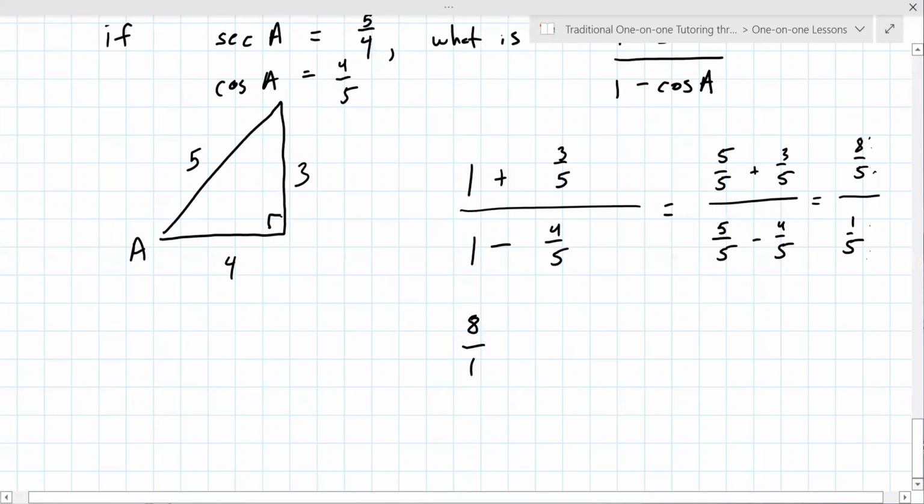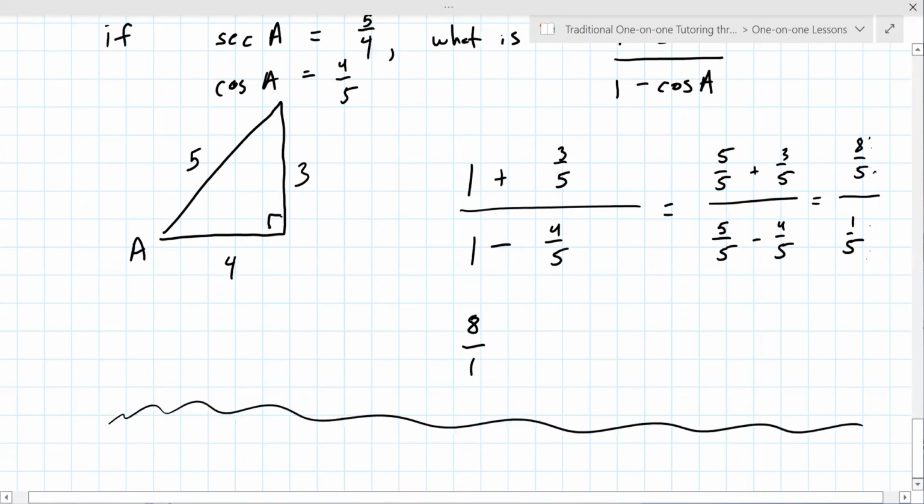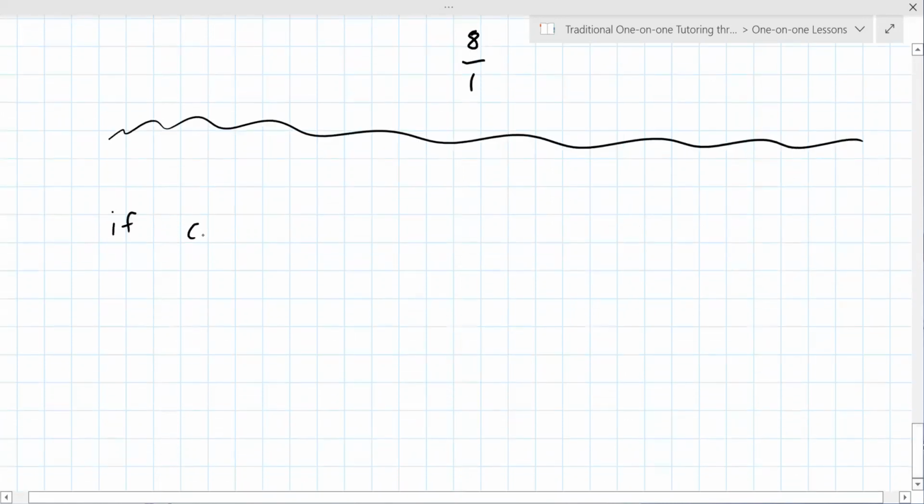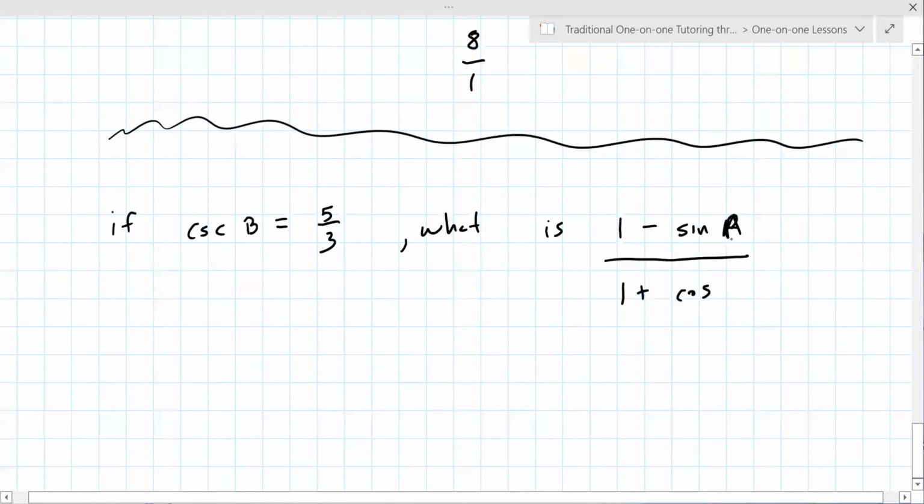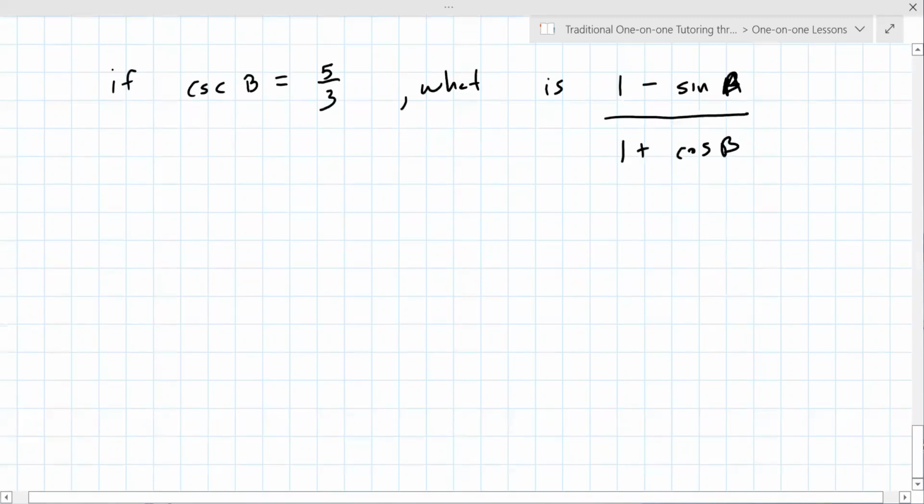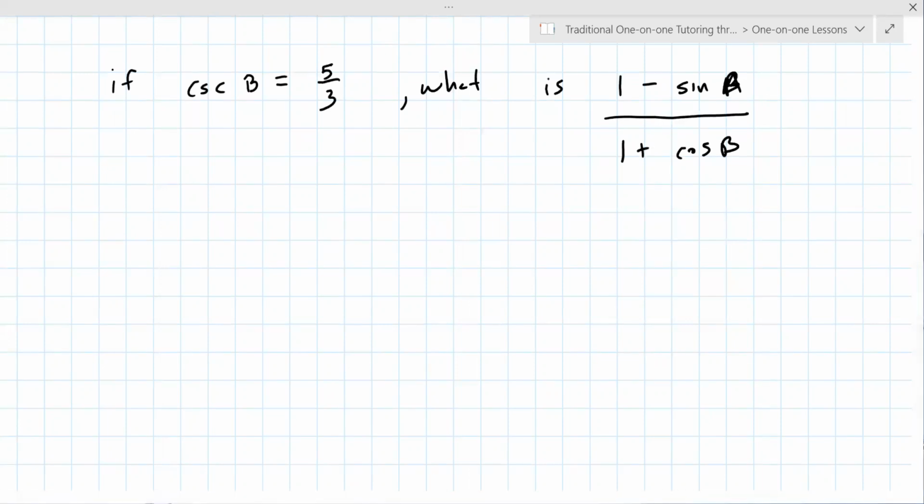Any questions on that or anything you feel like you didn't understand? Because we're going to do one pretty much like it again here. I don't have any questions. Okay, so let's do one that's really similar. If cosecant B equals 5/3, what is 1 minus sine B over 1 plus cosine B? I'm sorry, B this time. So the first thing I want you to do is try drawing the triangle and let me know when you have that, and then I'll check that for you before moving on to the next part.